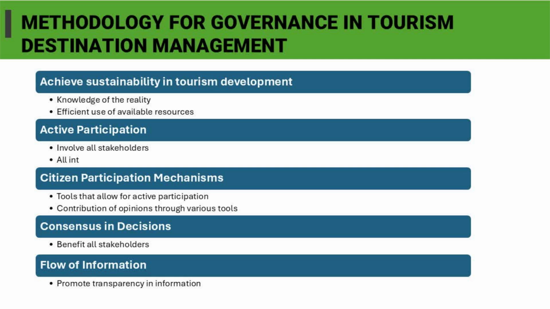Citizen participation mechanisms should be implemented to allow for active involvement, offering various tools such as forums and websites to collect opinions. Consensus in decision-making is vital, creating mechanisms that benefit all stakeholders, while promoting a transparent flow of information so that everyone involved can benefit from the actions taken.